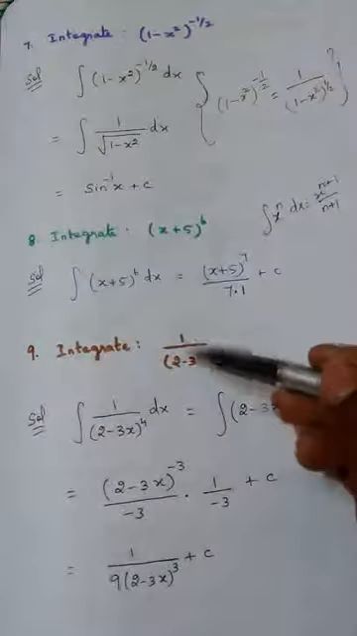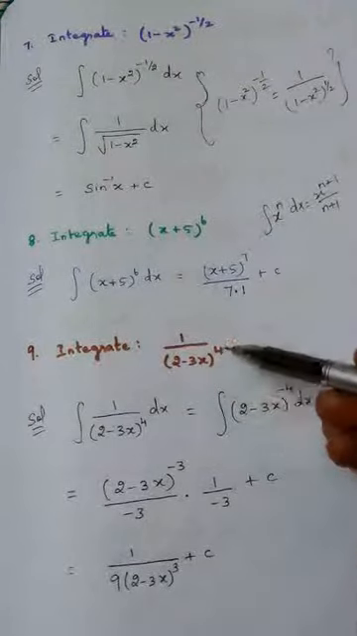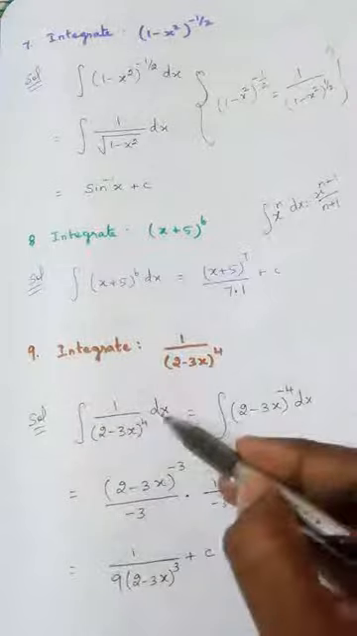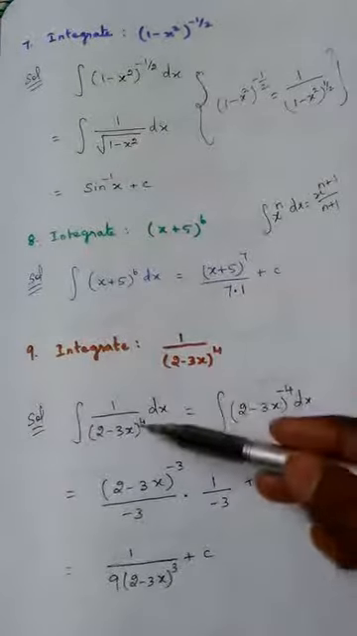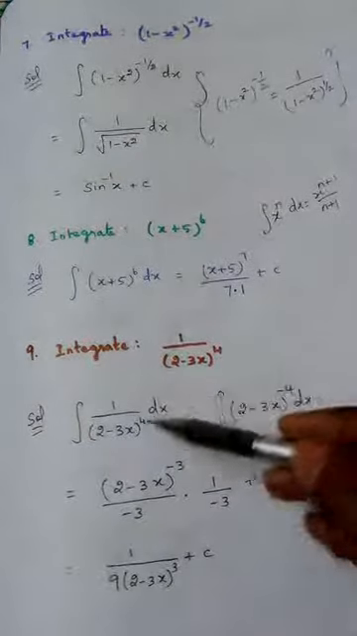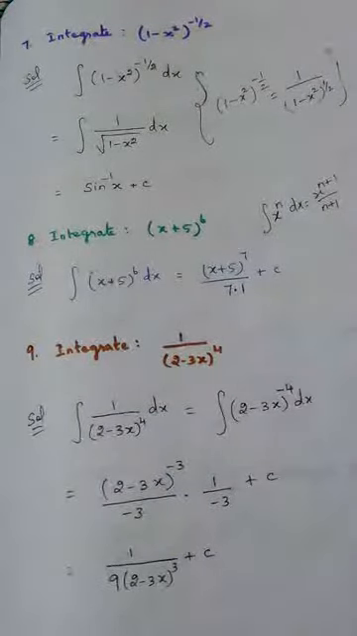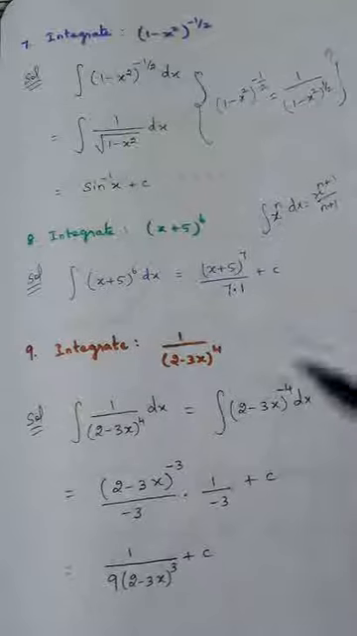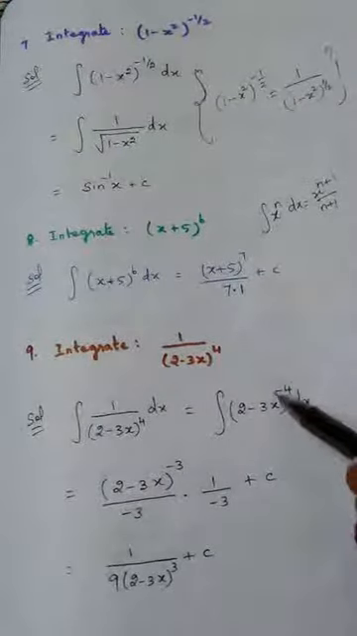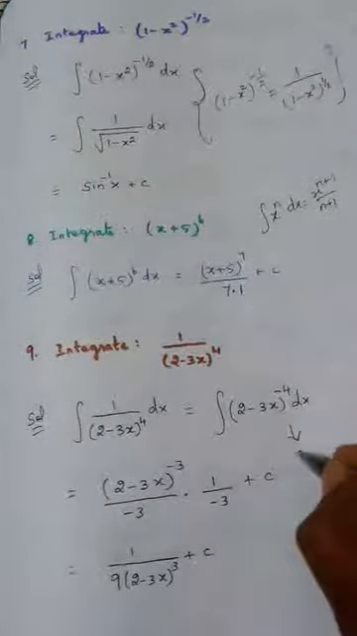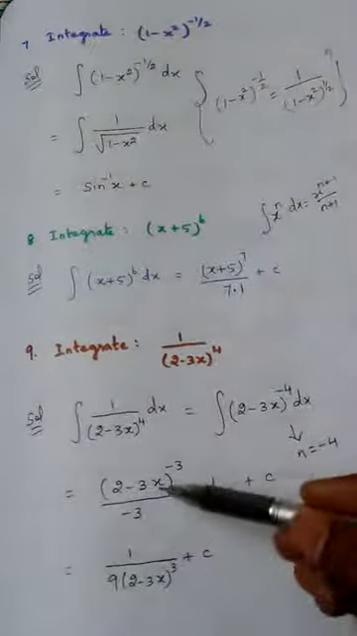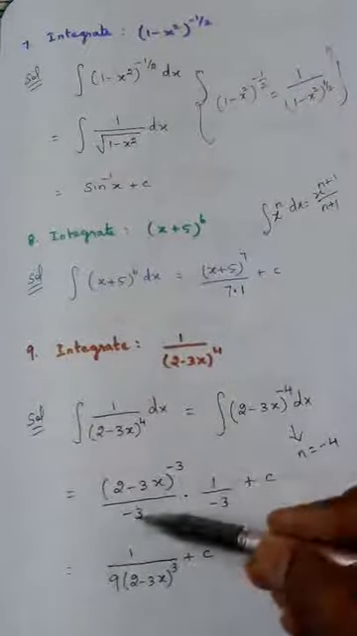Integrate 1 by (2 minus 3x) to the power 4. As usual, integral symbol, writing the function, dx. Bringing this to the numerator, power 4 becomes minus 4. Again I am applying the same x power n dx formula. So this is x power n, and here n is equal to minus 4. Right? So what is the formula? X power n plus 1 by n plus 1.